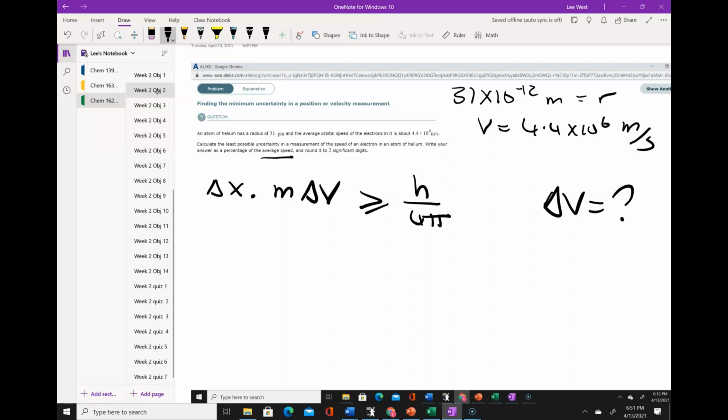Okay, so this is what we have to do here. We have to reorganize this to solve for delta V. So first of all, I've got to bring everything other than delta V over to the other side.